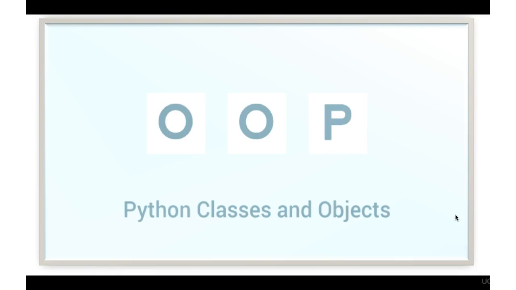Welcome to the Python tutorial. Today we are going to learn the concept of OOPS in Python. So what is the full form of OOPS? It is Object Oriented Programming System. The entire OOPS concept is derived from two words, which are classes and objects.